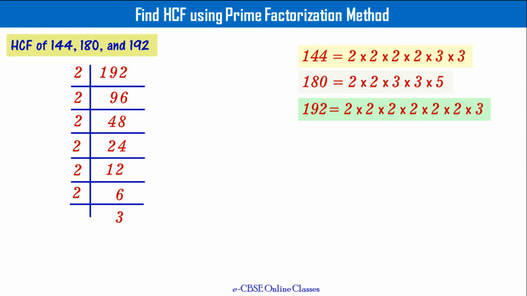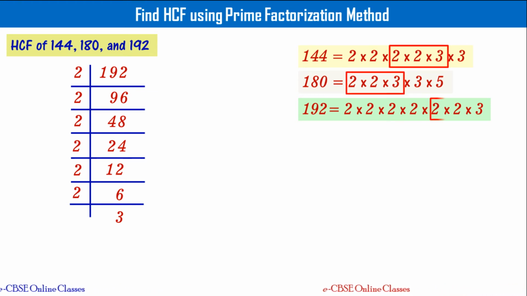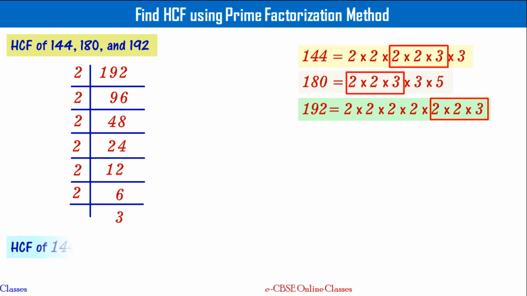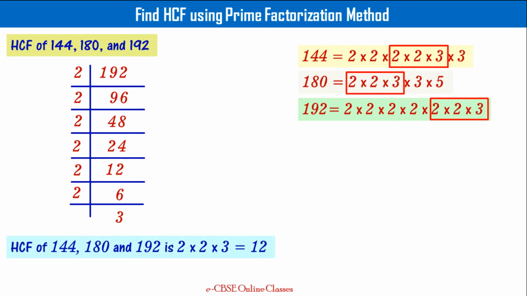As you see here, all these three numbers have only 2 times 2 times 3 as common across, right? It means that HCF of 144, 180 and 192 is 2 times 2 times 3, that is equal to 12.